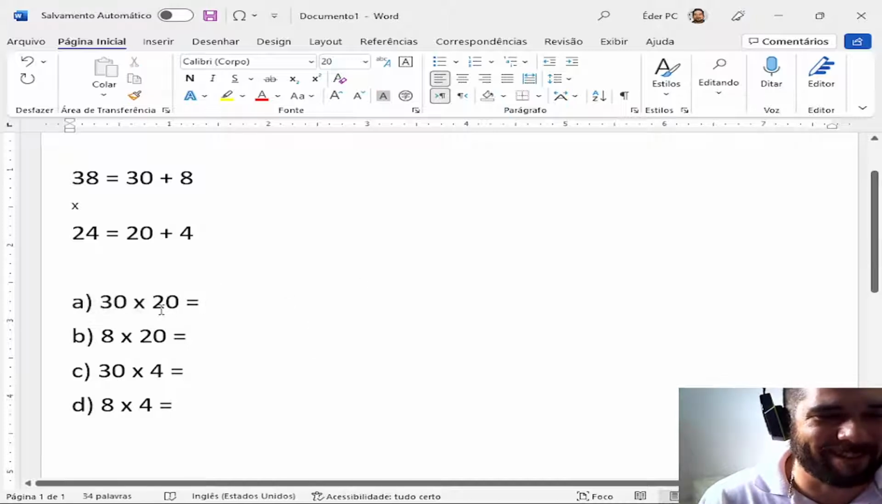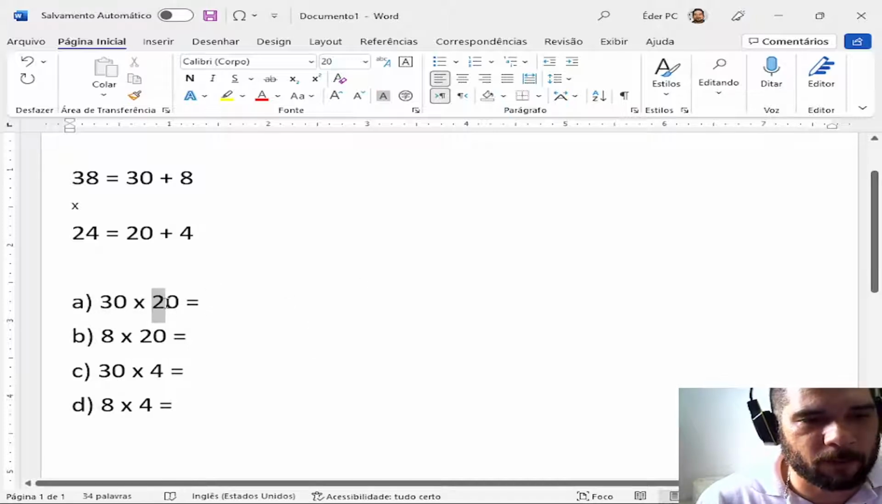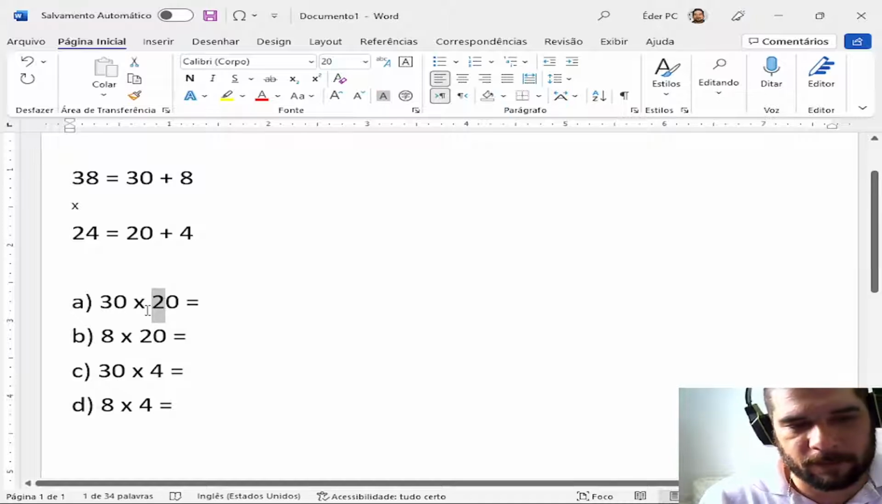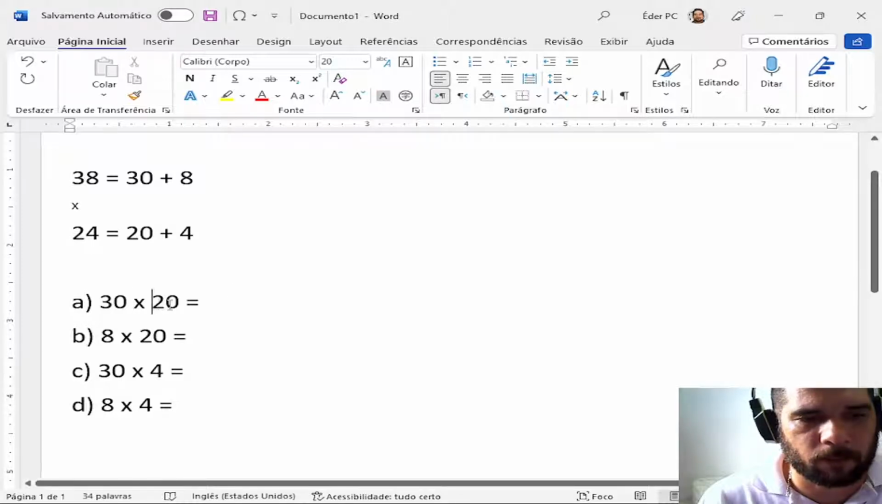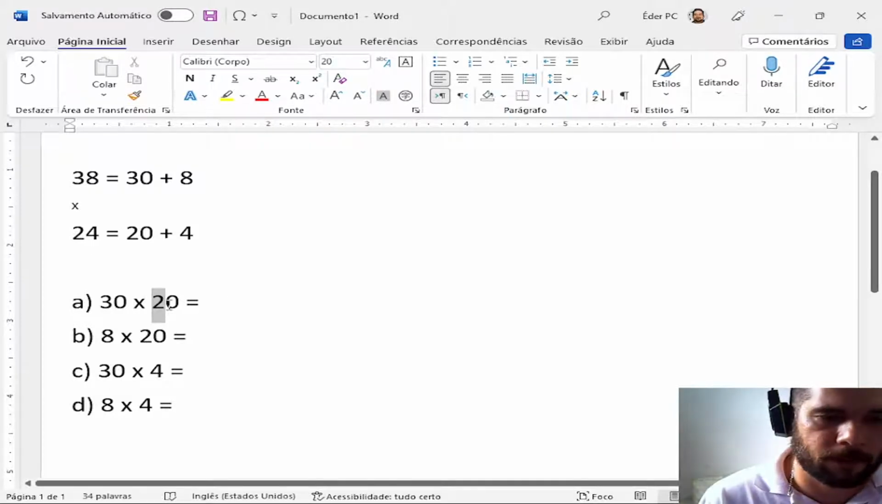All right, so let's start here. So instead of multiplying, it's 600 here, because 2 times 3 is 6, and then you add the 0, and then you have 600. But what I did was, instead of multiplying by 20, I multiplied by 2.